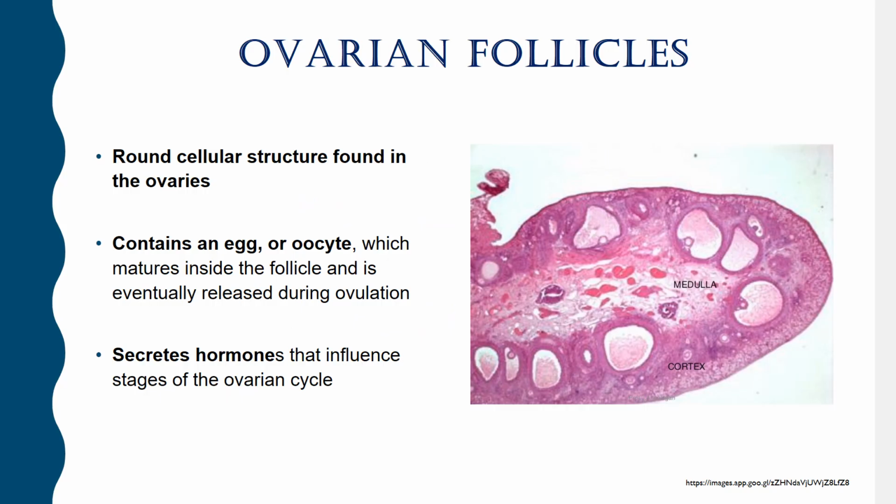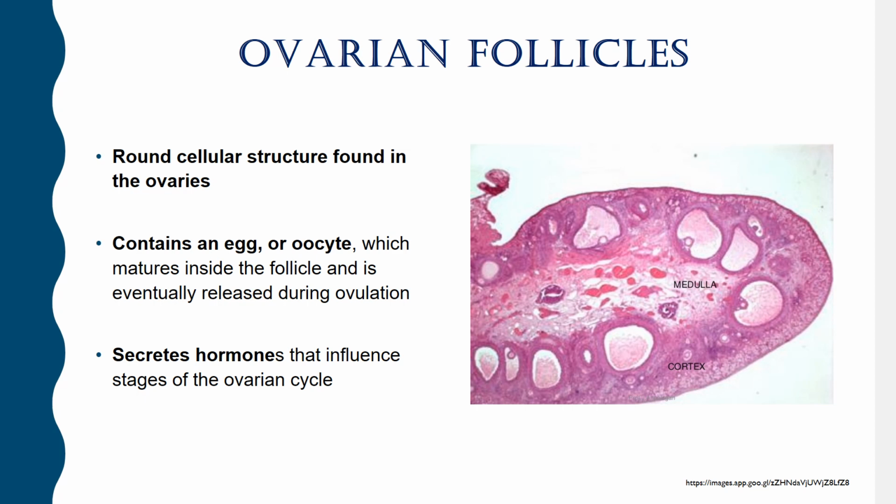Ovarian follicles are round cellular structures that you find in your ovaries. They are fluid-filled sacs that contain your immature egg, or oocytes. At the time of birth, a female will have about 1 million of these ovarian follicles, but by the time she reaches puberty, there's only about 300 to 400,000 left, and out of that, only about 300 to 400 will become matured and get ovulated during the entire reproductive period of a woman's life.